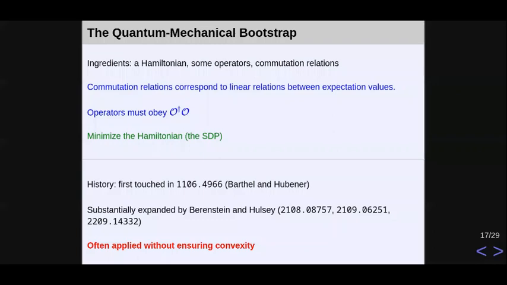Okay. So this talk, however, is mostly about the quantum-mechanical bootstrap. And so the ingredients here, as we've discussed, right, you have a Hamiltonian, some operators, and the commutation relations. You minimize the Hamiltonian, which is equivalent to solving a semi-definite program. The history of this one, it was revived a couple years ago, but it turns out that this was first done in 2011. So Barthel and Hübener applied this to the Hubbard model with some success, and then nobody followed up on it for a decade. In part, I suspect, because the tools for solving semi-definite programs were not quite as well developed 12 years ago. But then this was substantially expanded 2 years ago now, by Berenstein and Hulsey to various quantum mechanical systems.